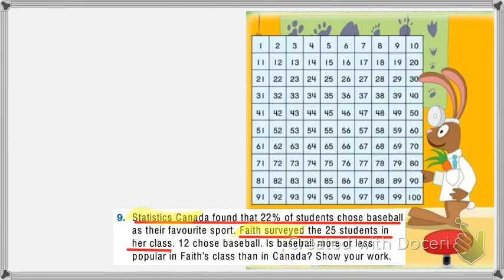meaning I need to compare two pieces of information. What am I going to be comparing? Well, I need to know if baseball is more or less popular in Faith's class or in Canada. Which one believes that baseball is more important? Faith's class or Canada as a whole from Stats Canada? So what do I do with the given information? Well, let's try and interpret the given first.